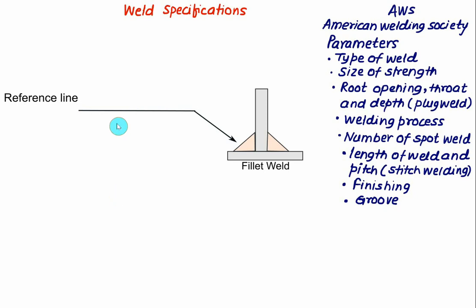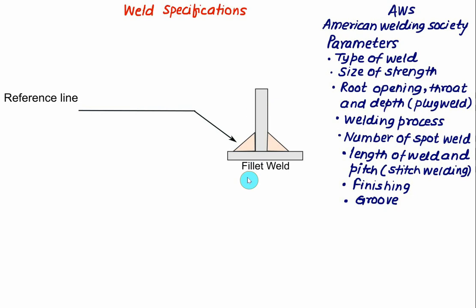Here we are discussing the weld specification according to AWS, which stands for American Welding Society. So the weld specification consists of parameters like the type of weld, size of the strength, root opening and the throat, and the depth in the case of plug weld. Then we have which type of welding process is used, number of the spot welds, the length of the weld and the pitch in the case of stitch welding. Stitch welding is the same as what we do in the case of shirts. Then we have finishing and groove. So all this space above and below is used to represent the parameters in the case of weld specification.